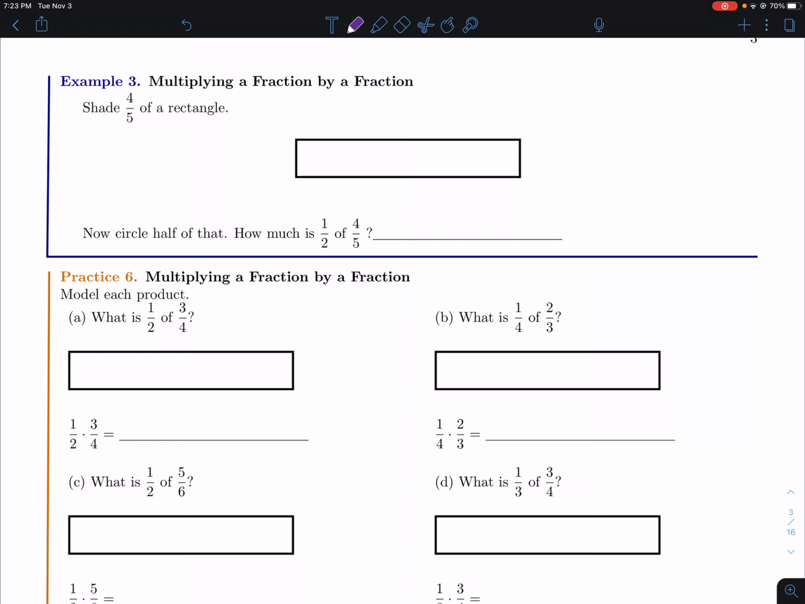For this one, we're trying to multiply 1/2 times 4/5. The first hint is, let's shade 4/5 of a rectangle. So the first thing we want to do is divide this up into 5 chunks. We need 4 lines to do that. So we're going to get 1, 2, 3, 4. Hopefully they're pretty even if you do everything pretty well. And so we want to shade 4/5 of that. So let me shade it pink, say.